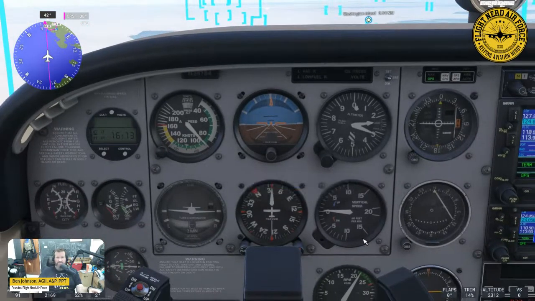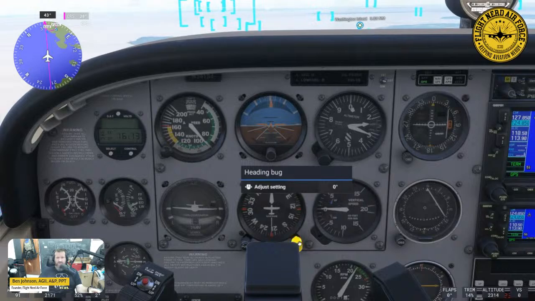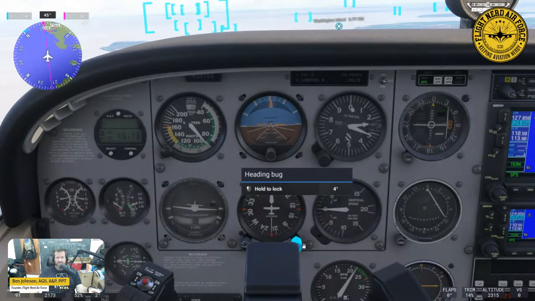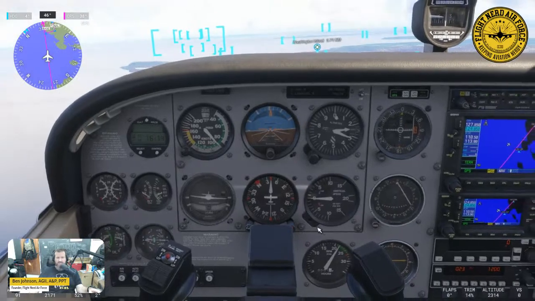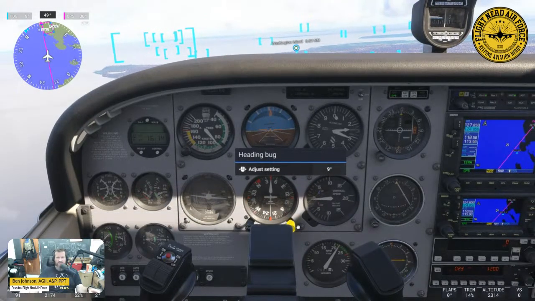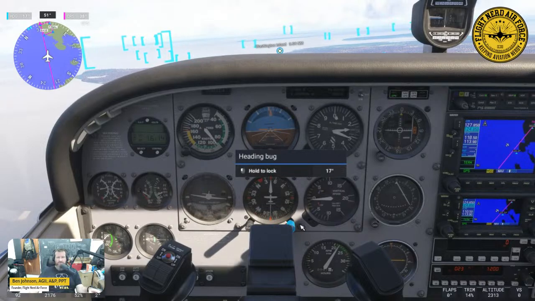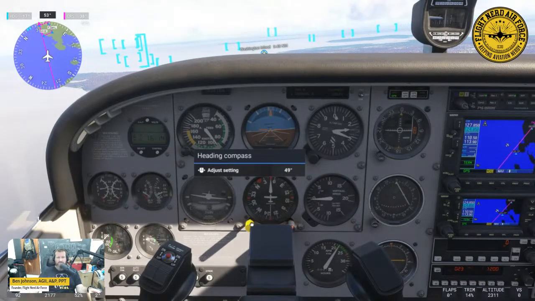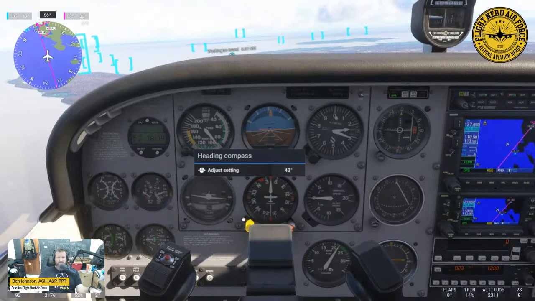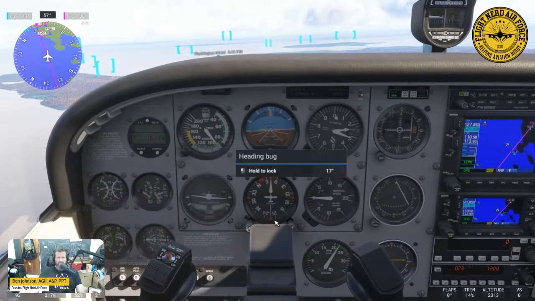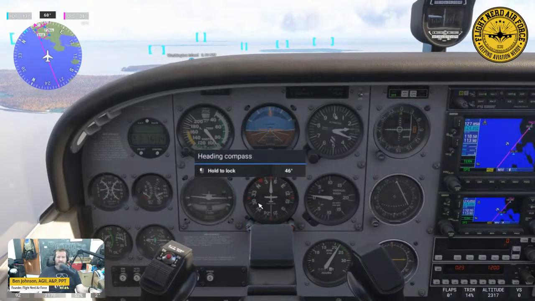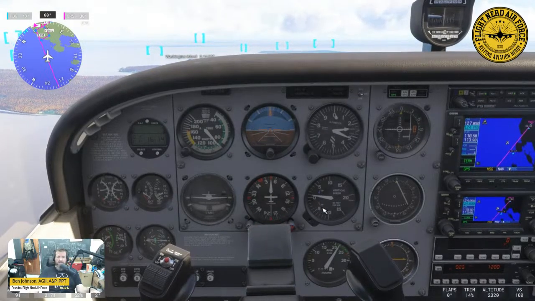Let me see if I can move this. I don't know. I can't see what I'm doing. It's not making it very easy. I'm doing the wrong one. Sorry. It's this knob right here. Oh well, we've adjusted it a little bit. But the idea is you can use this knob to turn the dial here to make it accurate.